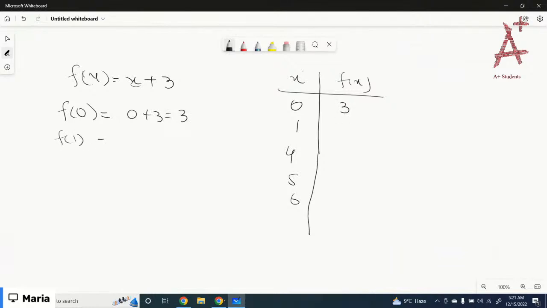F of 1 would be 1 plus 3. That means 4. When x is 1, f of x is 4. Then f of 4, replace the x with 4. It would be 4 plus 3, and 4 plus 3 is 7. So it would be 4 and 7. Then f of 5, replace the x with 5. It would be 5 plus 3, and 5 plus 3 is 8. So here you have 8.